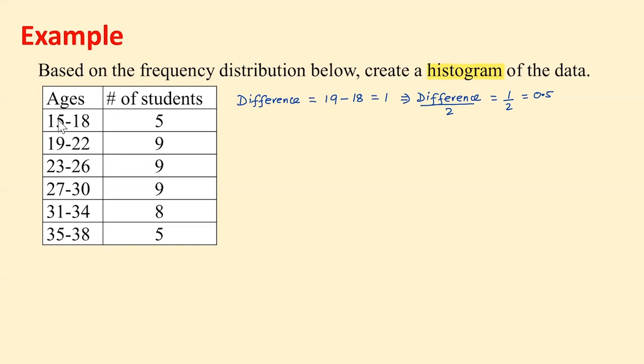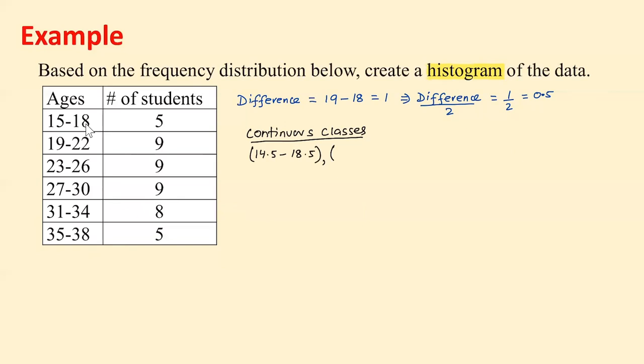So let me write the continuous classes. Continuous classes will be: for all the lower limits, we have to subtract 0.5, and to all the upper limits, we have to add 0.5. So the first one will be, if we subtract 0.5 there, 14.5, up to, if we add 0.5 there, 18.5. So that is the first class.